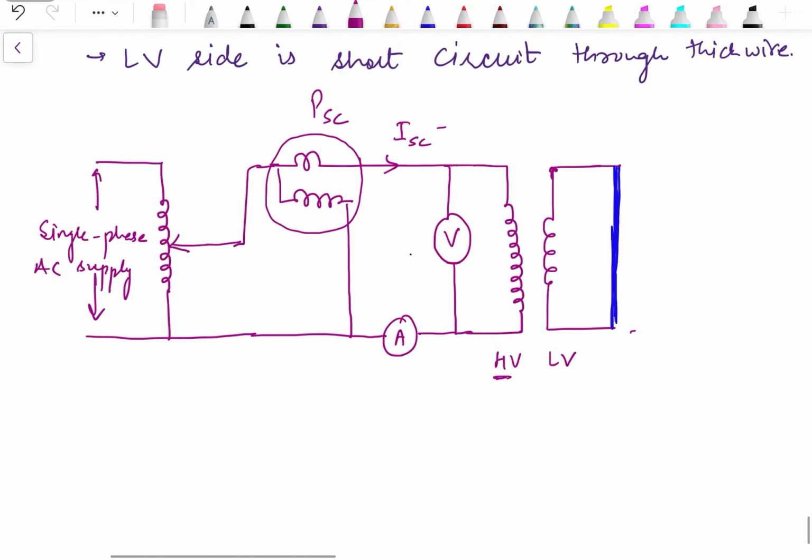In this case, we need the equipment or the ammeter corresponding to the rated current of the high voltage side. Low voltage side will have obviously much higher current in comparison to the high voltage side. Now when we conduct the test, the supply is varied until the rated current of the high voltage side starts flowing through the ammeter. Since the current flowing through the transformer is rated current, so the copper losses which are occurring in the transformer, they are full load copper losses.